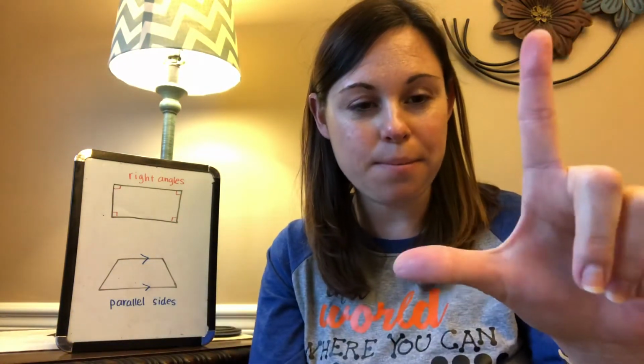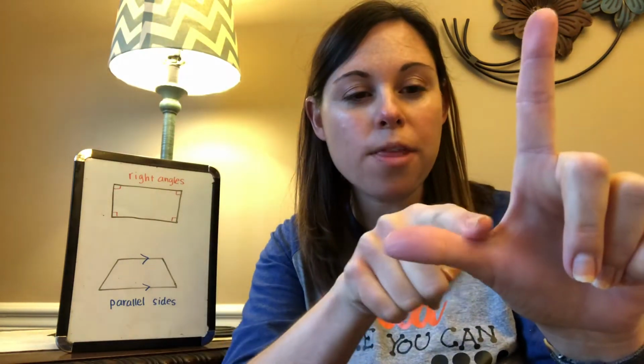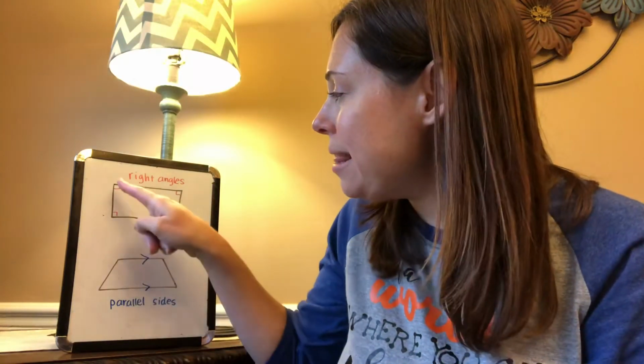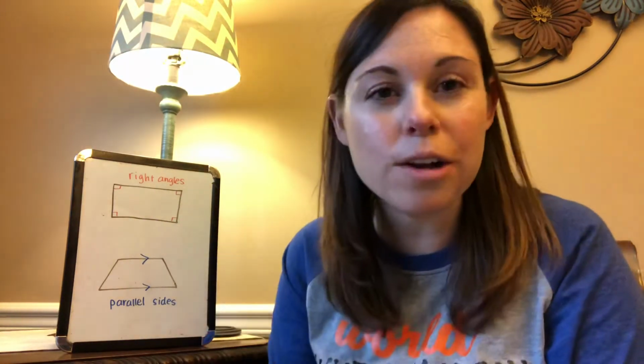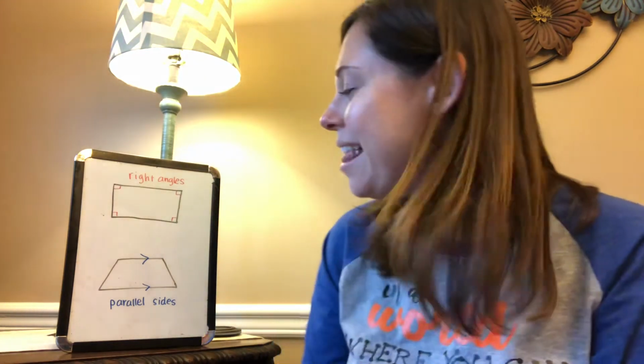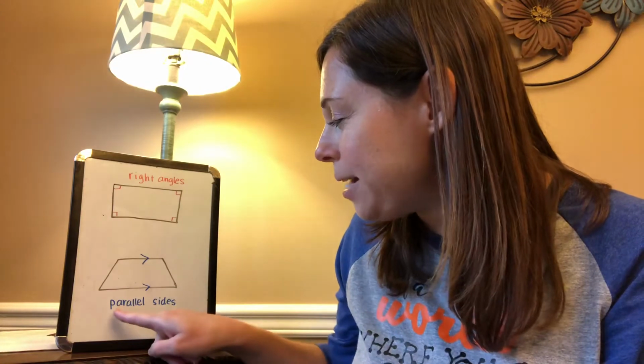Take your finger, make an L. You can make another L. Where your finger and thumb come together, that's kind of like a right angle. It's a perfect L. So anything that has that perfect corner is called a right angle. Say right angle. The other new vocabulary word is parallel.